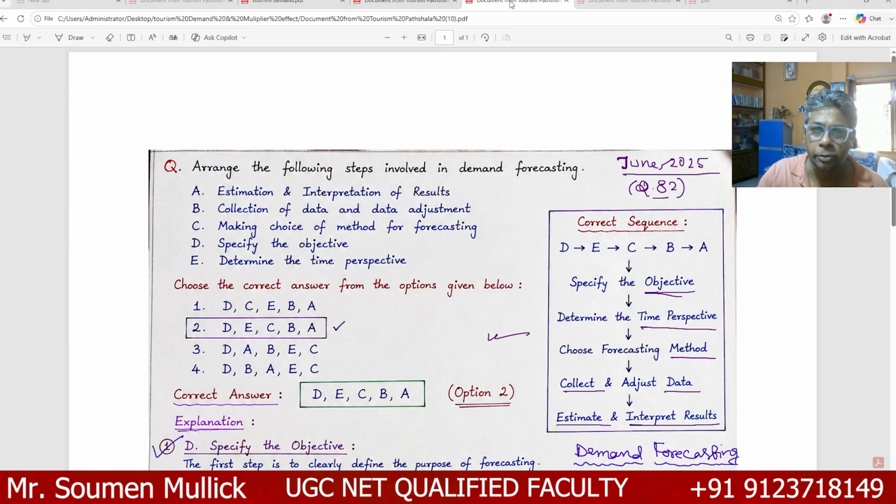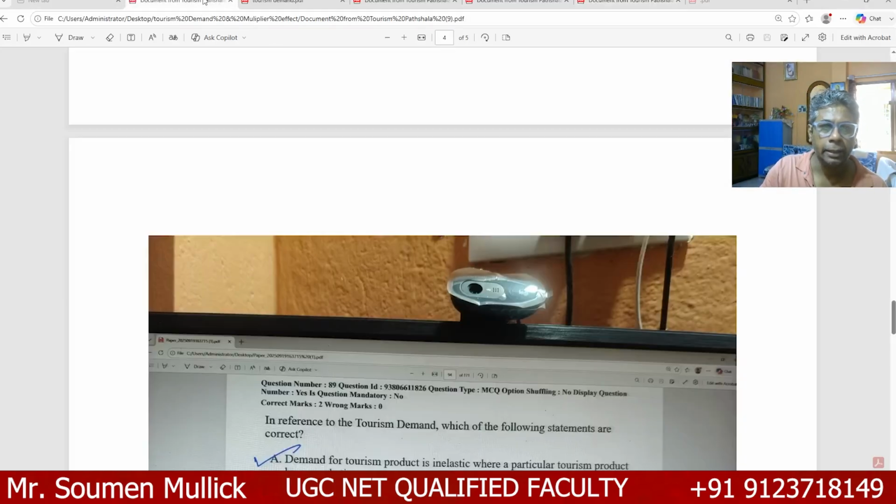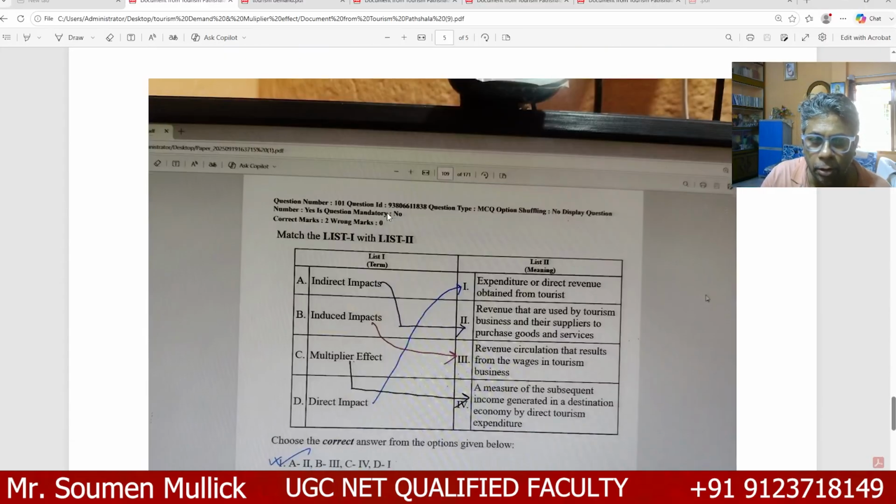Now we move on to the next question. Our next question also comes from June 2025, question number 74. This question is based on four concepts: NTP, net travel propensity; GTP, gross travel propensity; TF, travel frequency; and CPGI, country potential generation index. They have given the statements in question number 74.